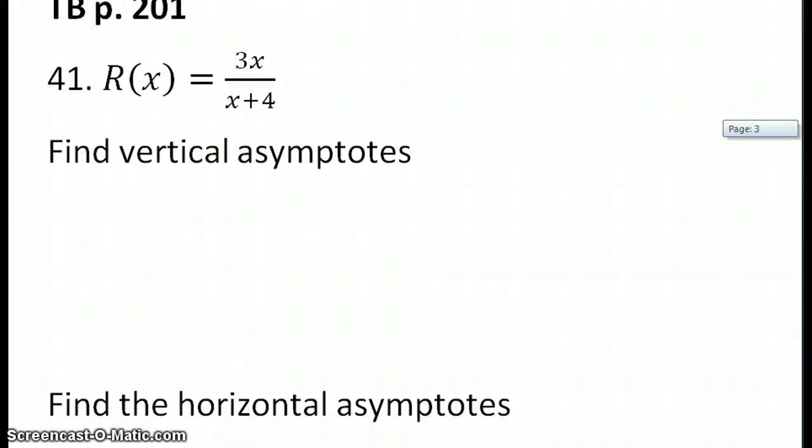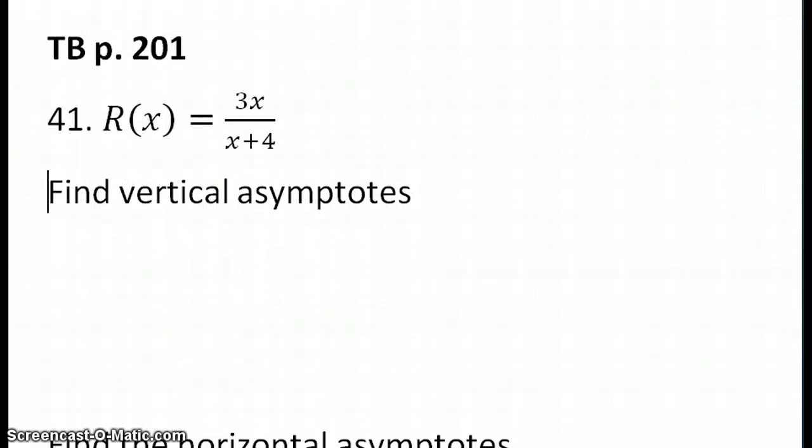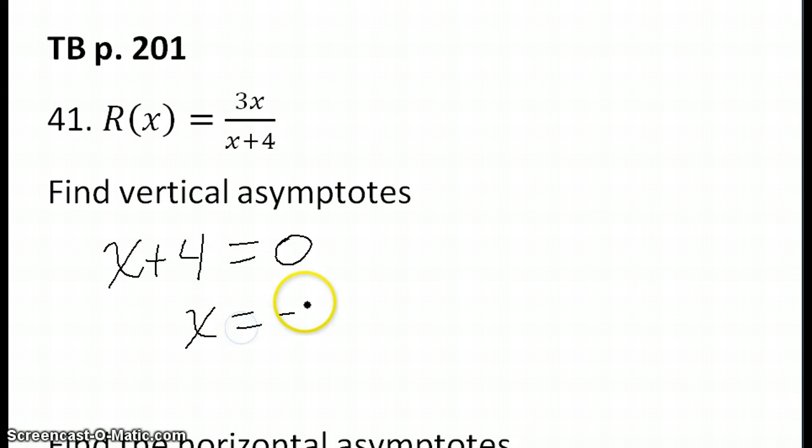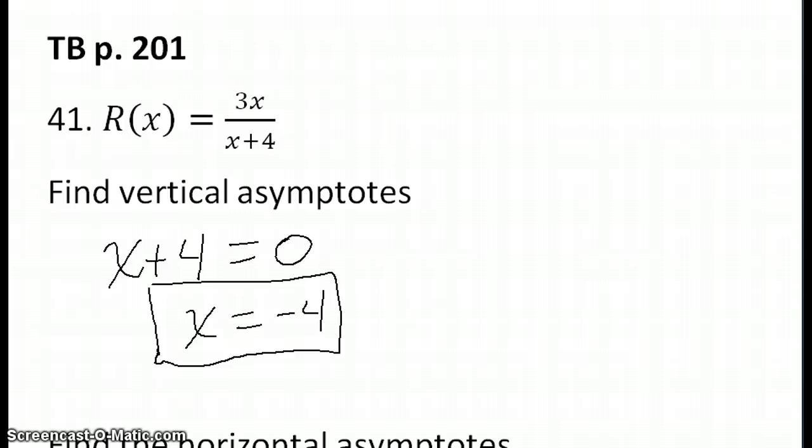For the first problem, number 41, to find the vertical asymptotes, we do exactly as was stated. We find the zeros of the denominator. So set the denominator equal to 0 and solve. So x equals negative 4. So x equals negative 4 is the vertical asymptote for this problem. Next, we find the horizontal asymptotes.